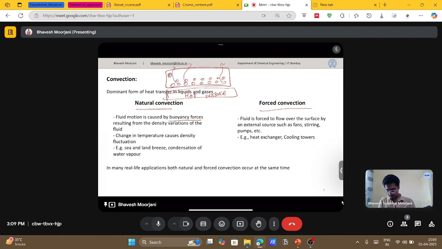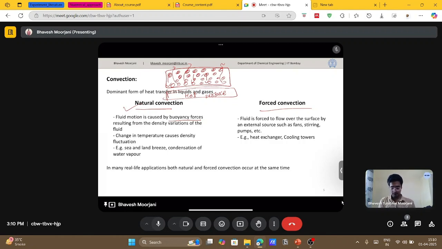But compared to that, the surface molecules which are at relatively lower temperature, I'm saying relatively lower temperature, not low temperature, okay? So these are at the lower temperature, so density in this upper region will be high. Because of that, they will tend to move downwards due to the gravitational force, right? So the difference in buoyancy and density results in fluid motion in up and down direction, because of which heat is transferred from one place to another. That's why it's called natural convection, right? For example, we have seen sea and land breeze, and condensation of water vapor is also an example of natural convection.